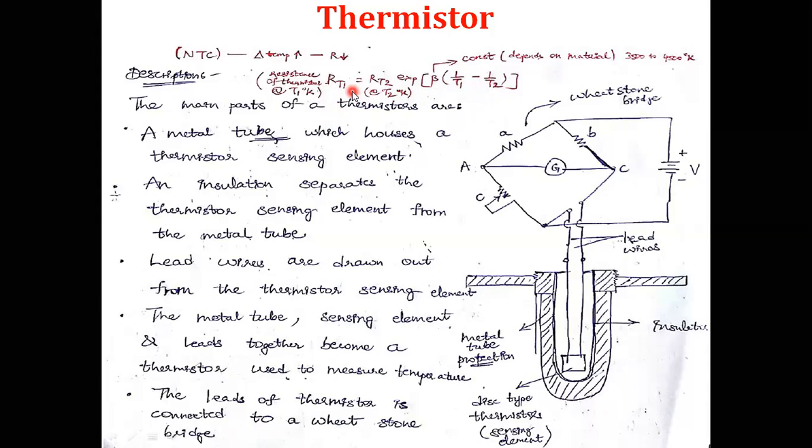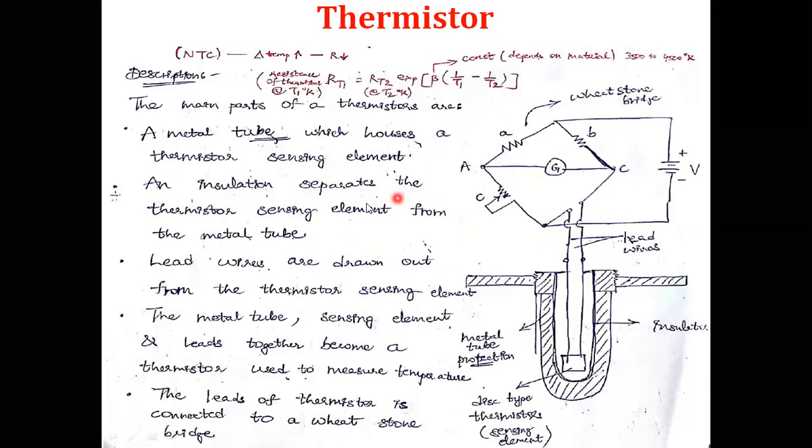This is the basic relationship for thermistors. The main parts of a thermistor are its construction parts. There is a metallic tube which houses the thermistor sensing element. This is the thermistor sensing element, a disc type thermistor sensing element that we are using here.